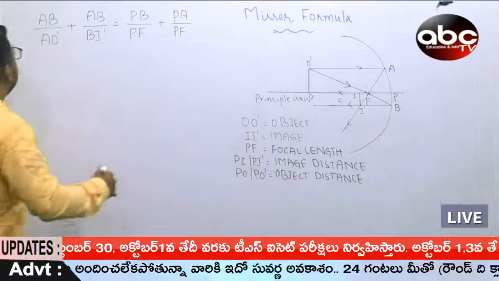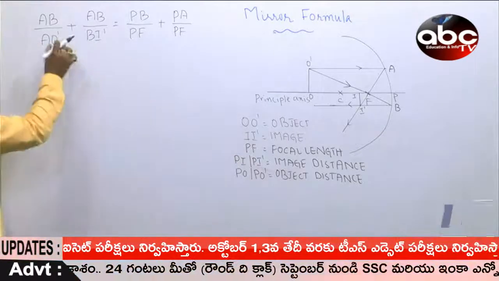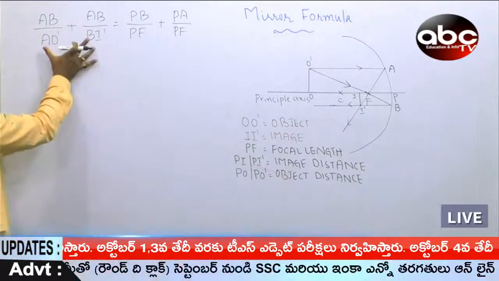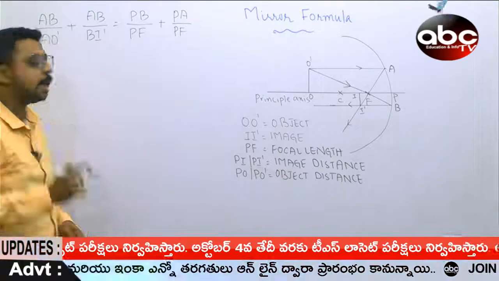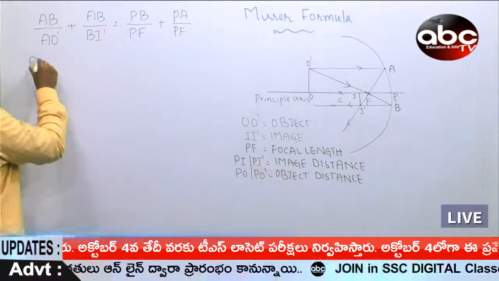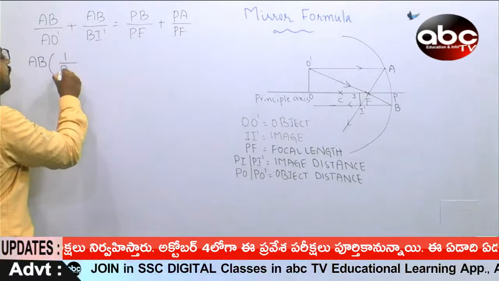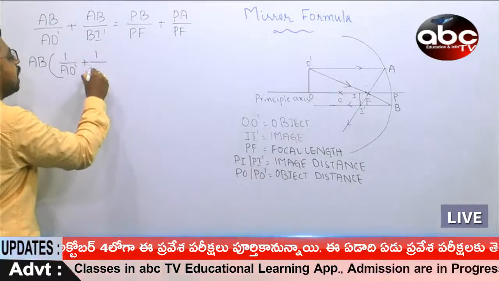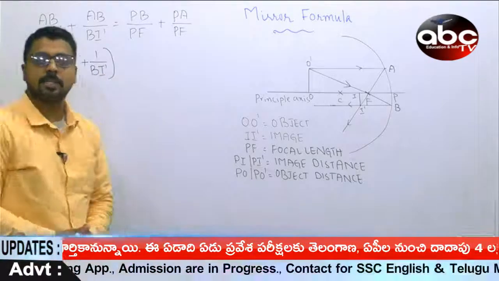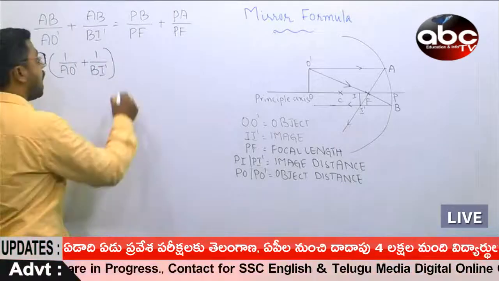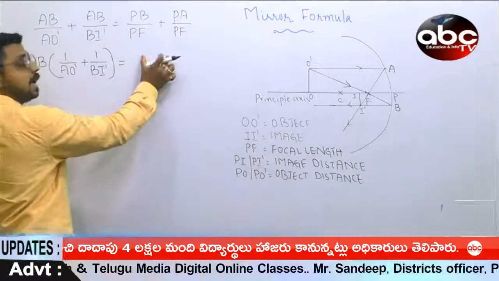Up to this step we stopped in the last class. So listen here. In this LHS portion, AB is common. I am able to take AB as common, indicating 1 by AO dash plus 1 by BI dash. In the LHS, I have concluded one term, and I must equalize this to the next portion.